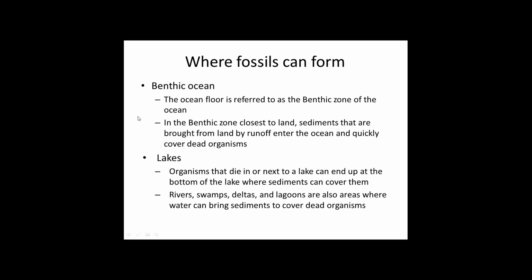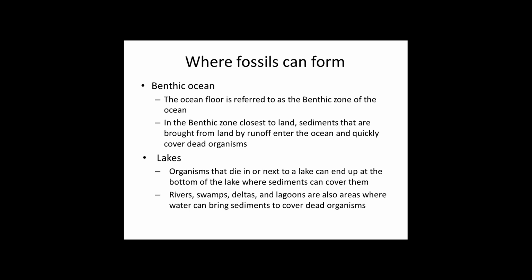The next environment where fossils can form is a lake environment. If an organism dies in or next to a lake, it can end up at the bottom of the lake where sediments can cover it. This is similar to the benthic ocean environment, where there's a body of water that allows continual deposits of sediment and the compression of these sediments on top of a dead organism.